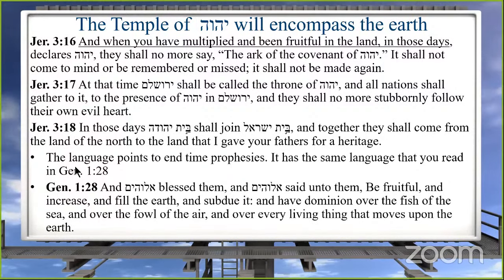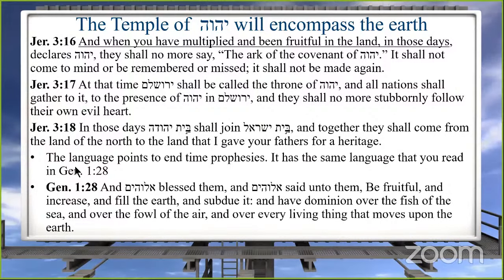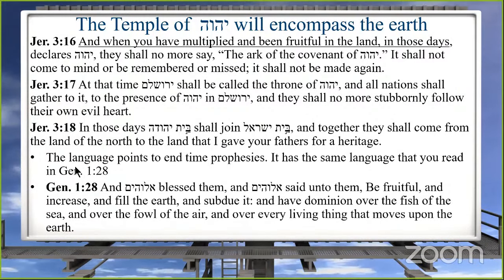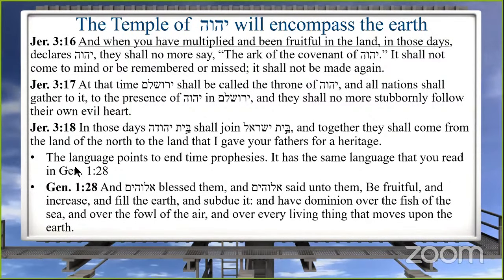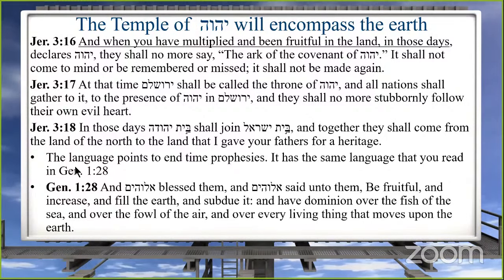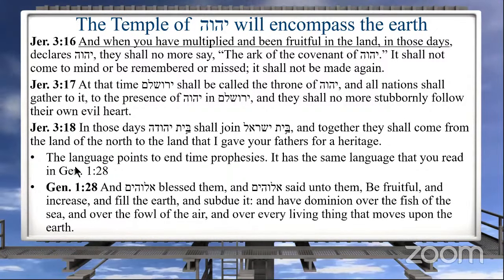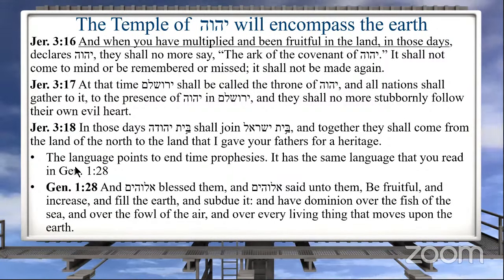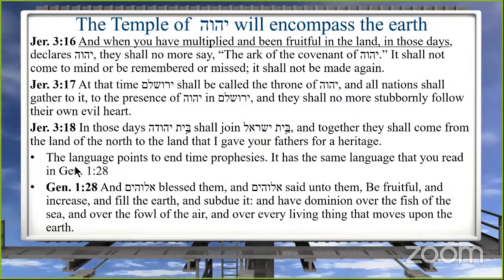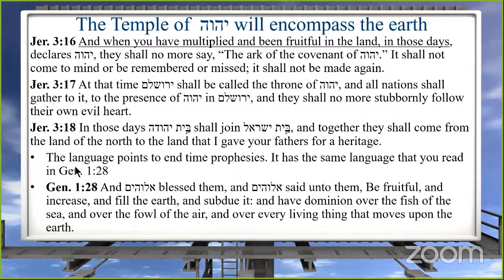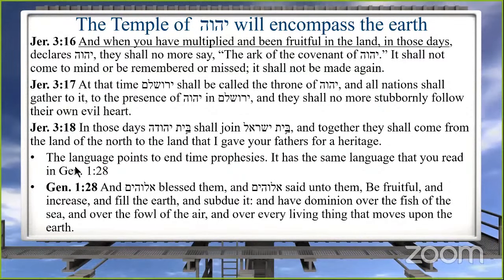It has the same language that you read in Genesis 1:28. And Elohim blessed them, and Elohim said unto them, be fruitful and multiply, or increase, and fill the earth and subdue it and have dominion over the fish of the sea and over the fowls of the air and over every living thing that moves upon the earth. Now keep this in mind. This latter part, you're going to see it again. But notice the thing that he's sharing here started in the garden, and you're starting to see the fulfillment always is going to go back to the garden, always.